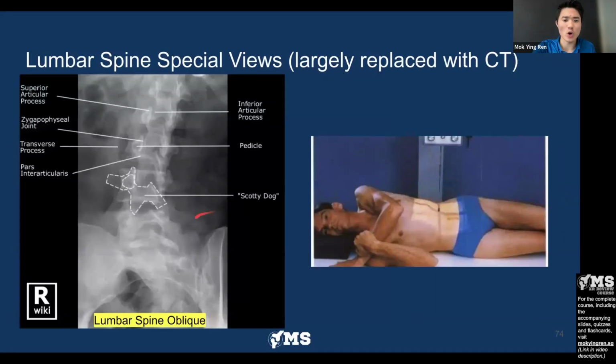Now, special views here, we have an oblique view, which is to look for the classic Scotty dog sign in spondylolysis. Okay, but nowadays we largely do CT scan to evaluate for that. Okay, the Scotty dog is intact in a normal X-ray, but if there's a collar, it means that there's a fracture over the pars interarticularis.